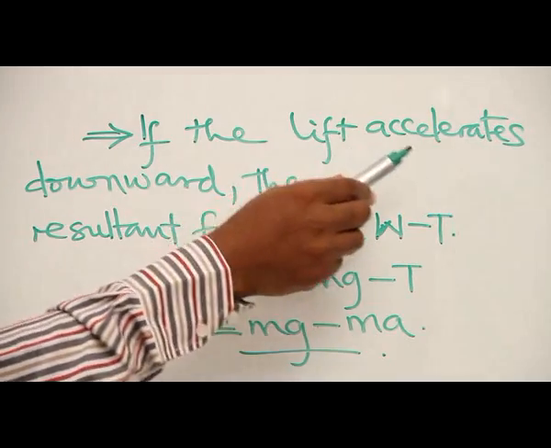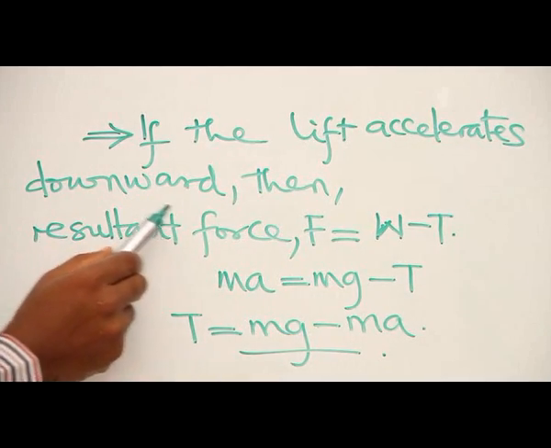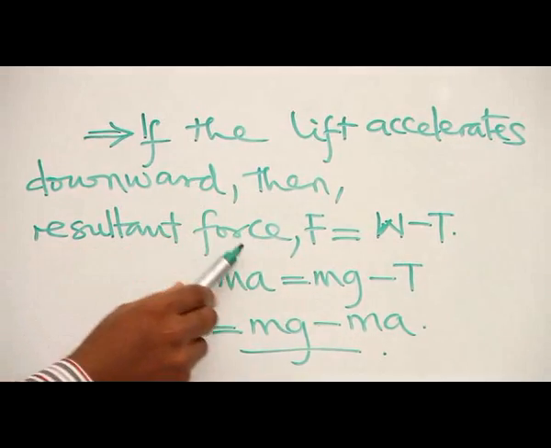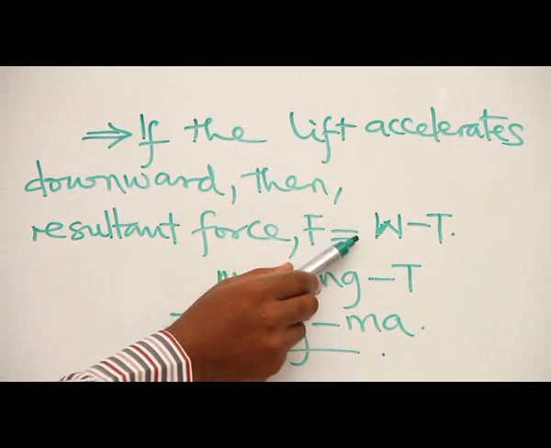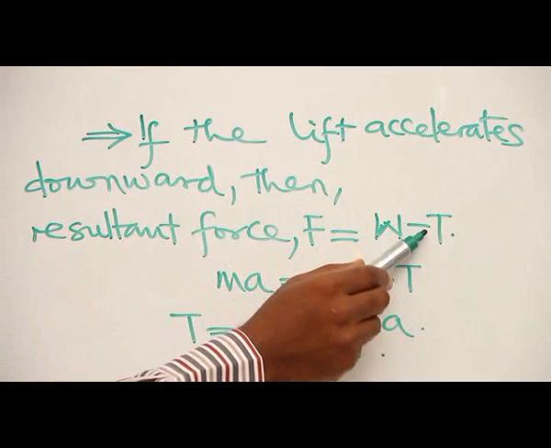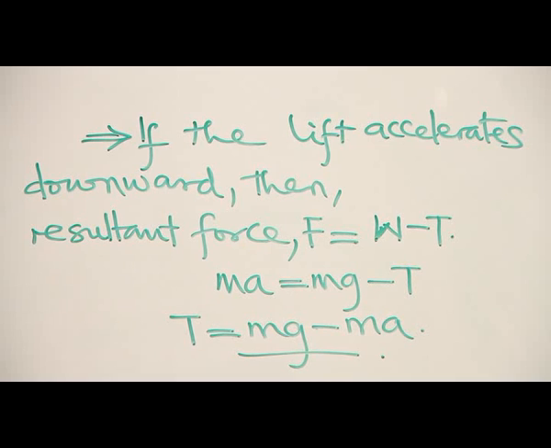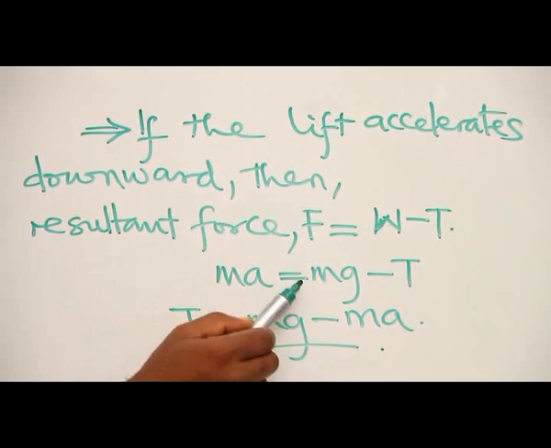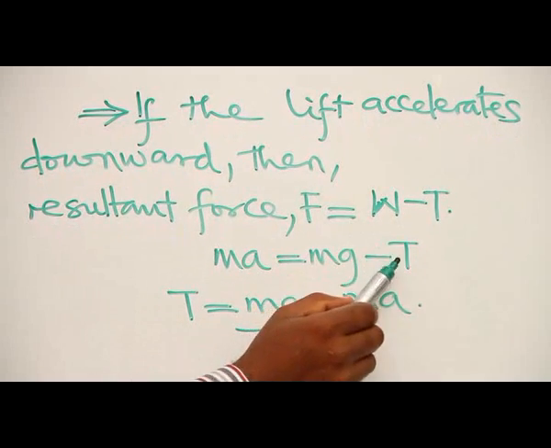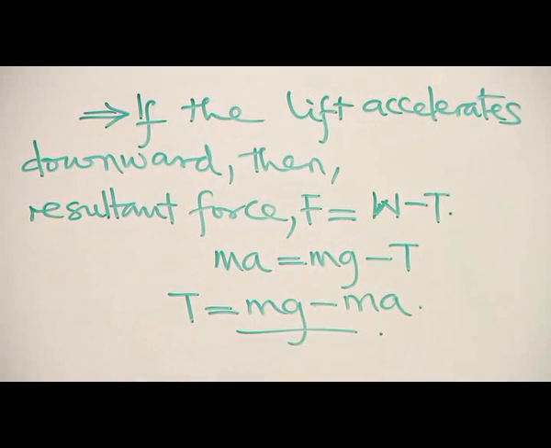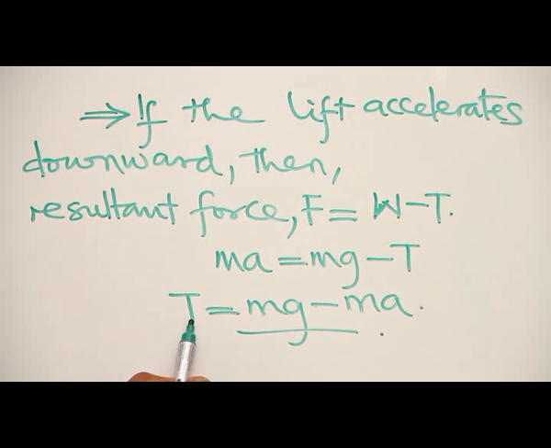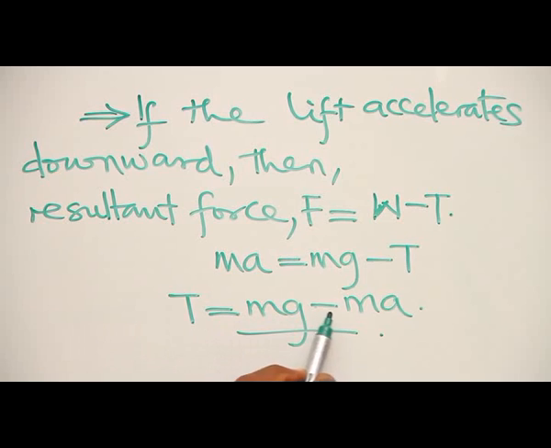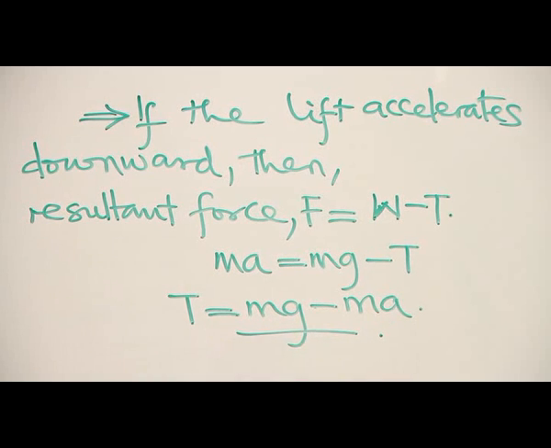If the lift accelerates downwards, then resultant force F is equal to the weight minus the tension. The resultant force is mass times acceleration. The weight is mg, then minus T for tension. Of course, when you make the tension the subject, you now have T equal to mg minus ma.